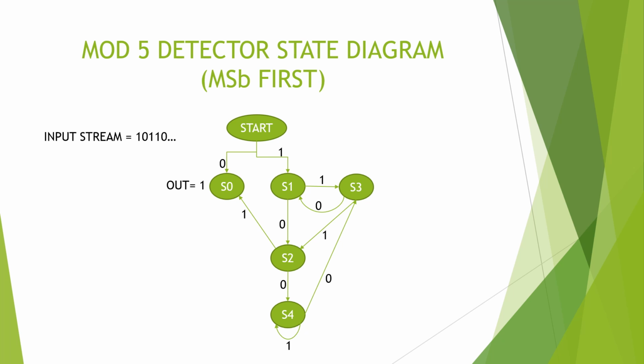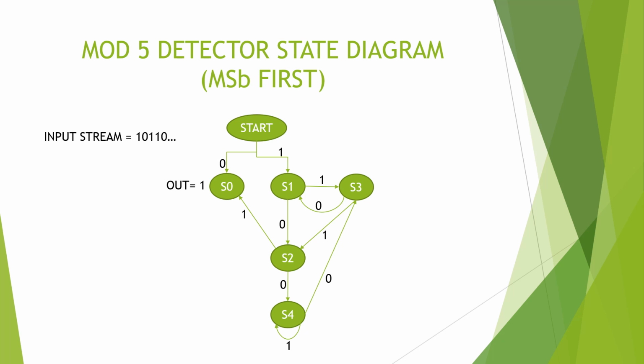So in this slide we'll discuss the state machine logic for how to do the modified detector state diagram. The assumption here is that the input data is streaming in 1 bit at a time, and the most significant bit is coming first. So here I name the state names as S0, S1, S2 up to S4.